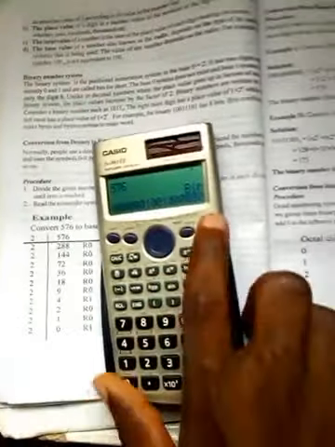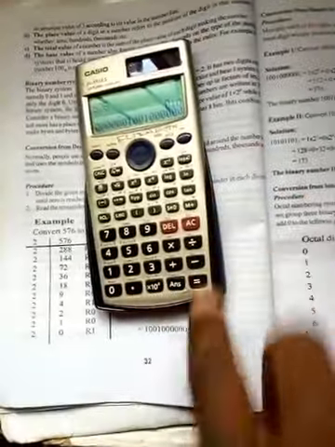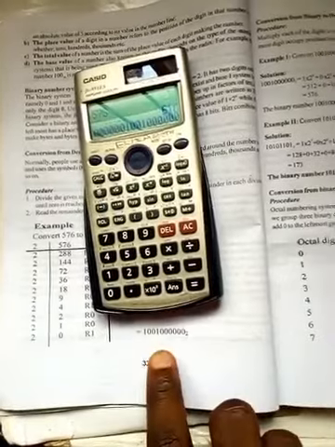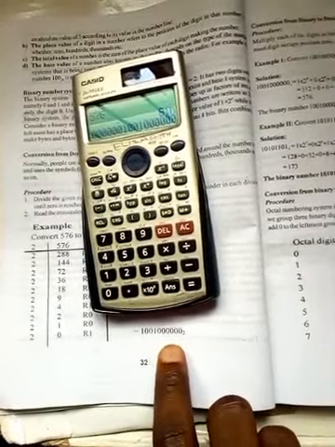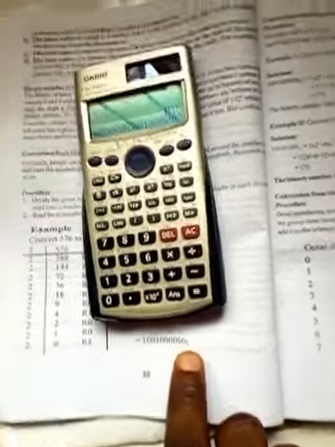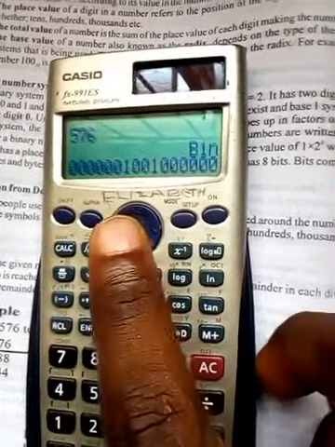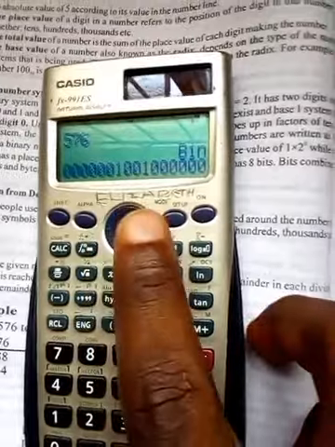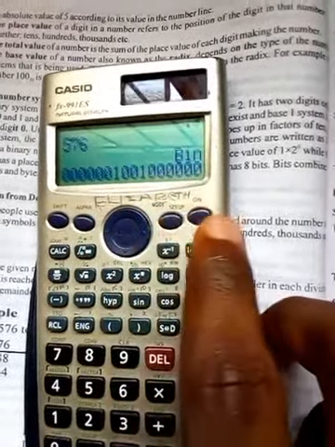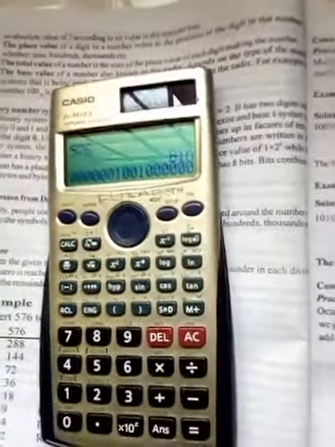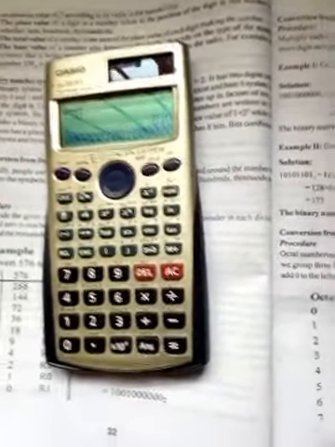Now let's check that out. The answer they got here was 1001 then 000000. That's 0 in 6 places. Let's look at our calculator now. 1001 rather, 000000. So 0 in 6 places. So it checks out. So that is your answer.